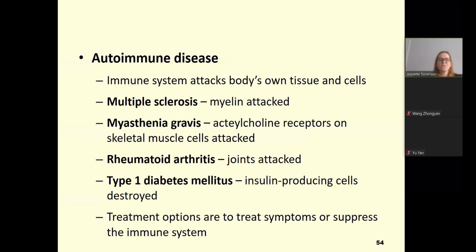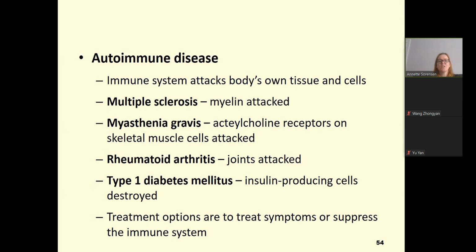Myasthenia gravis is a disease where the acetylcholine receptors, which are found on skeletal muscles, are attacked by the immune system. Rheumatoid arthritis is inflammation, particularly in the joints. Type 1 diabetes is an autoimmune disease where the immune cells have destroyed insulin-producing cells.